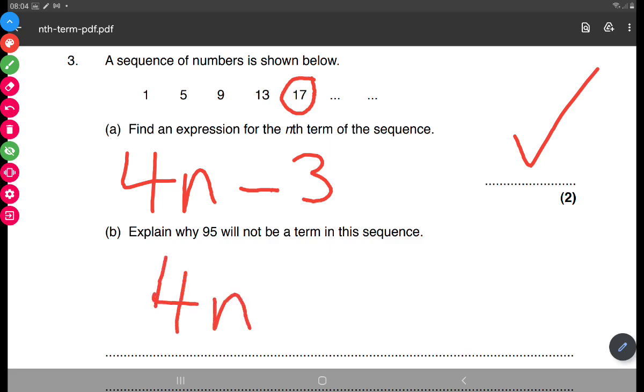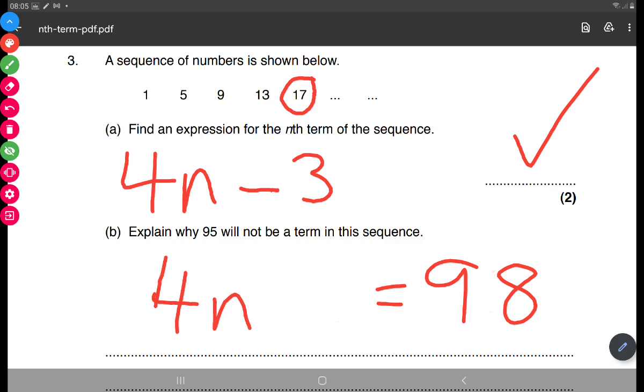4n subtract 3 equals 95. We've got to add 3 to both sides this time. Last time we subtracted, now we've got to add 3. So let's add 3 to balance this. If we add 3, we've got to do the same to both sides. That will become 4n equals 98.